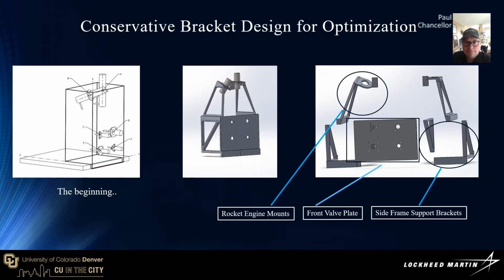What you see on the left of the screen is the design space provided by Lockheed Martin. In the middle of the screen is a simple structure called the conservative bracket design. It fills the build volume specified in the provided drawings from Lockheed Martin and will be used as a guiding example for optimization. It is broken down into three distinct design areas or zones. The major part zones are rocket engine mounts, side frame supports, and a front valve plate. The rocket engine mounts and side frame supports have been sized deliberately to fit the build volume of the EOS M290 machine.